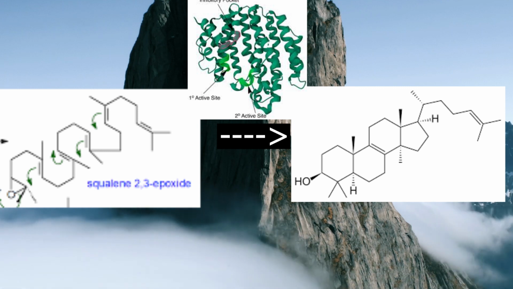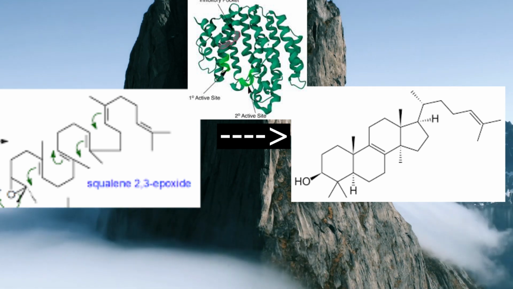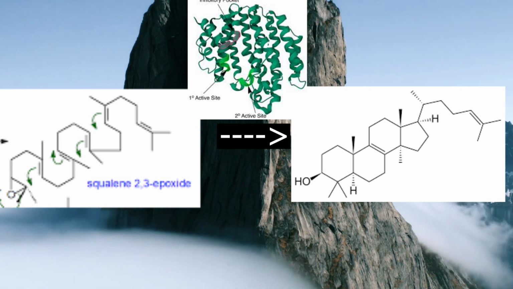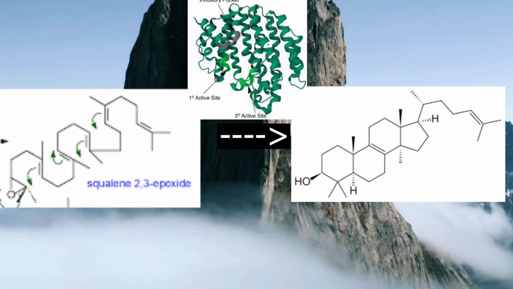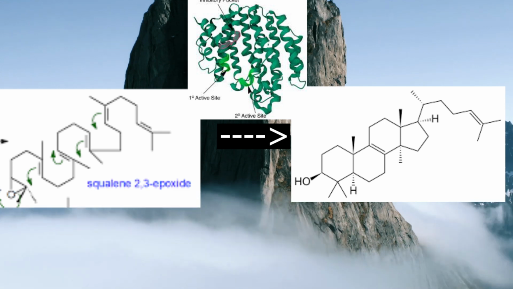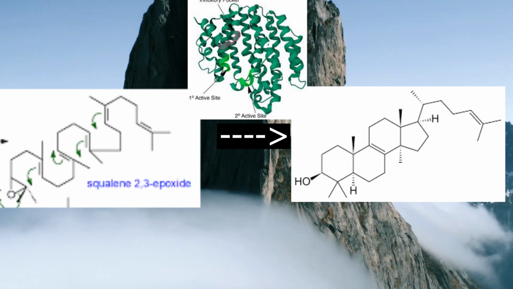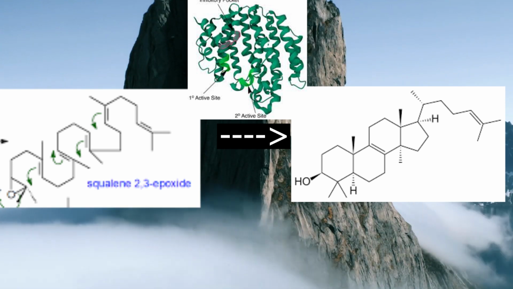And the reason that you had to do the initial reaction first with the squalene monooxygenase is because lanosterol has that little OH tail at the end, and that's why the oxygen that was added on in the last reaction was needed in the first place.